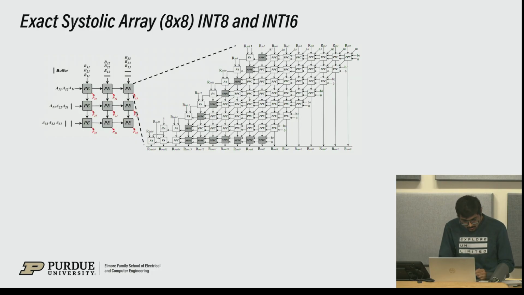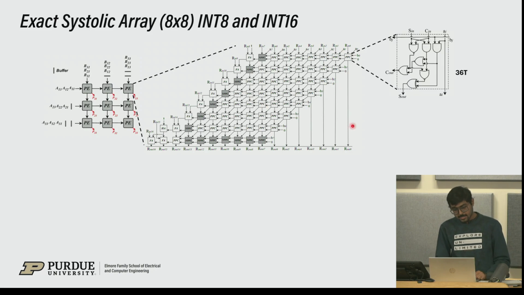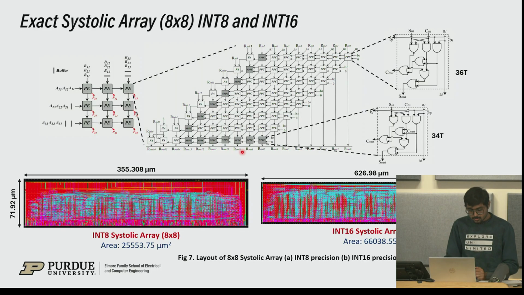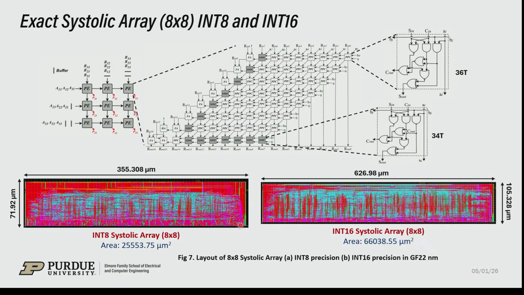I'll just use my laser pointer. So each processing element consists of several partial product cells, and there are two types of partial product cells, the positive and the negative ones. The negative ones just take care of the sign bit for computation, and these are the area numbers for the int 8 and int 16 8x8 systolic arrays.